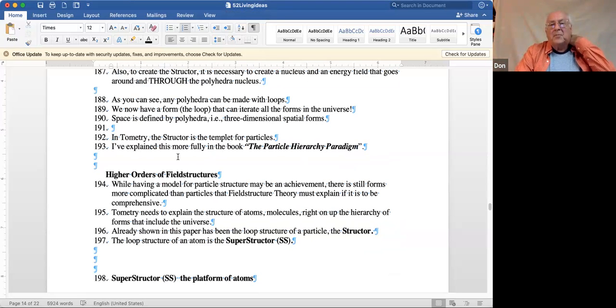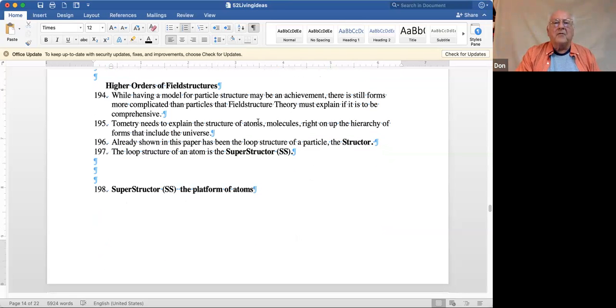So I've explained all of this. And I've explained the particle hierarchy paradigm in a book released maybe 2 years ago. And it gets into the nitty-gritty of how loops produce the mass and energy values that physics knows, but they don't know how they're produced. This explains how they're produced.